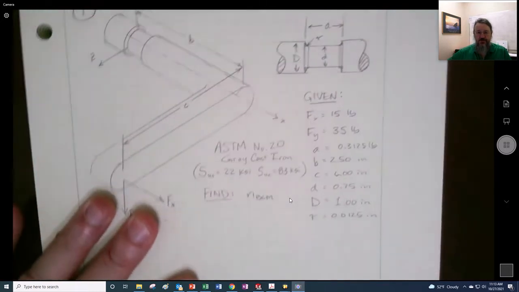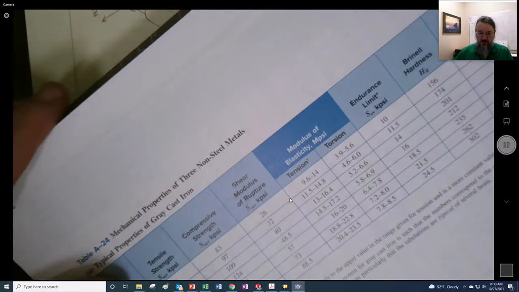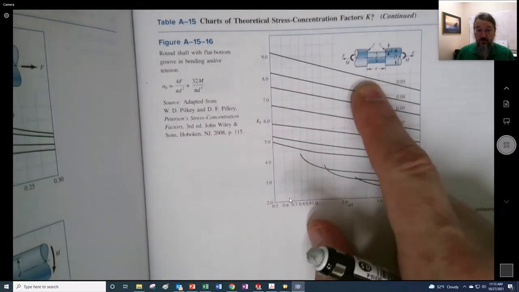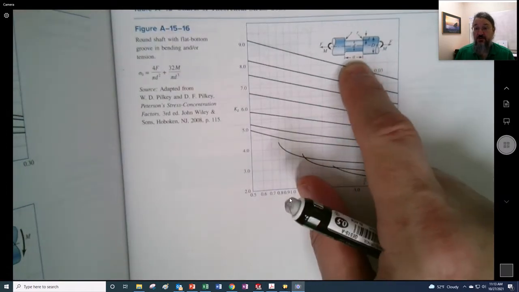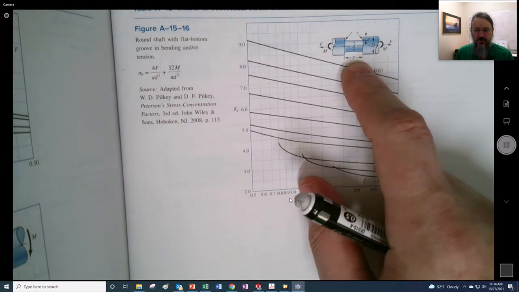We also know that there's a stress concentration here, so while we have the book out, we might as well look up what that stress concentration is going to be, or at least see what the parameters are that we need. We see that we have this one right here. Looks a lot like our situation. I even labeled them the same.